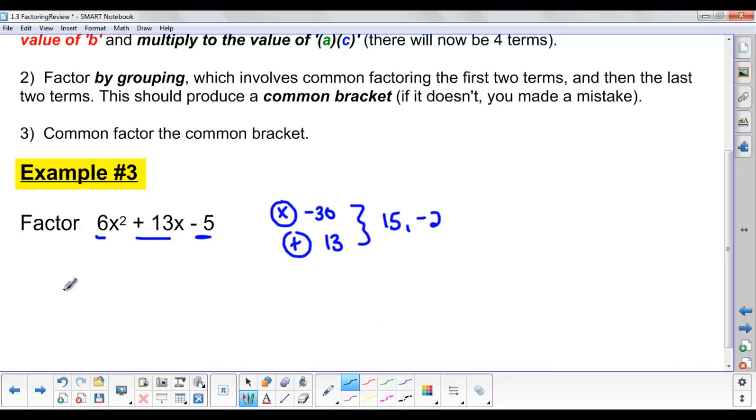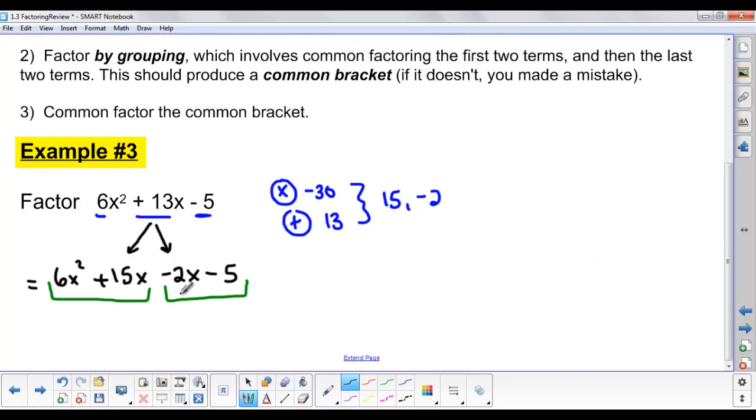We can't just open up two brackets like we did with a simple trinomial. What we need to do is decompose the middle term. Basically, we're just going to rewrite this expression over again, except we are going to break down or decompose this 13x into the numbers we just chose, so positive 15x and then minus 2x. You can put this in either order. Whichever way you put it in, you'll still get the same answer.